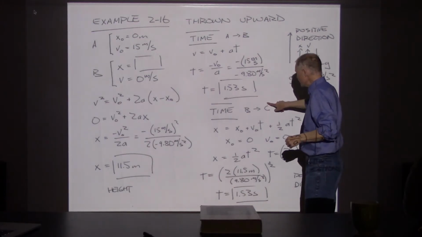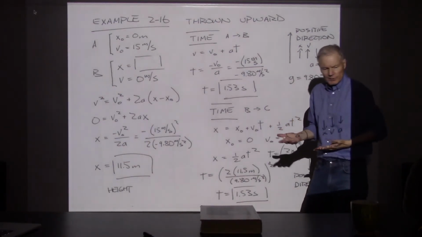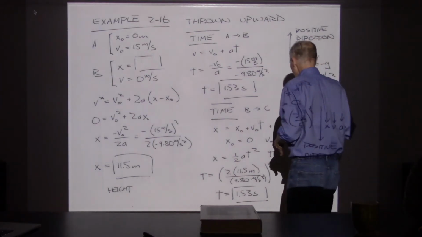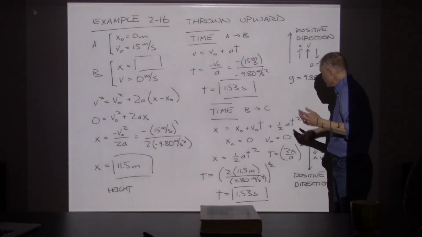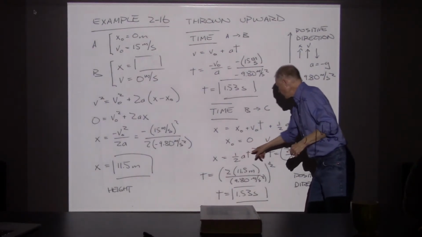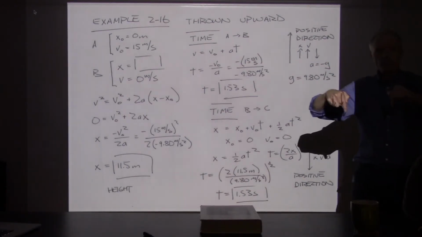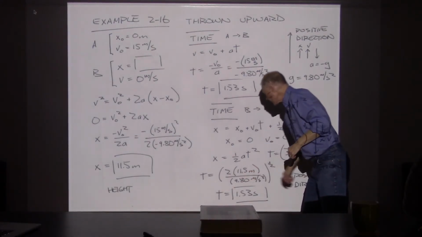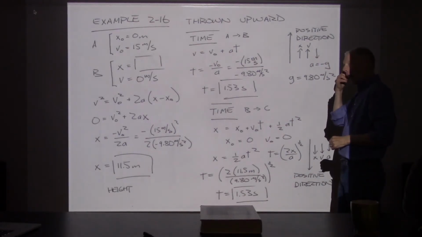What about coming from B down to C? Well, in this case, I can flip the coordinate system around again. If I want to start at B and come down to C, let's do this. Let's say now that x naught is equal to 0 and v naught is equal to 0 because it's dropping. That removes those two terms. That leaves us with x is 1/2 at squared. Now, since we're defining downwards as positive now, that means that the acceleration is now positive 9.80 meters per second squared. So plugging everything into that formula, I get the same answer.